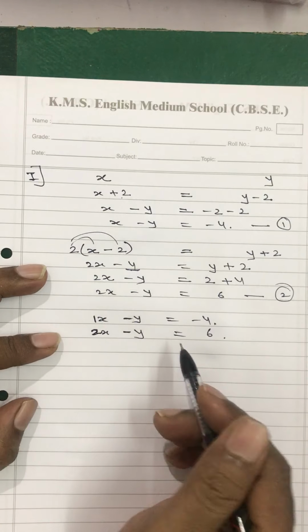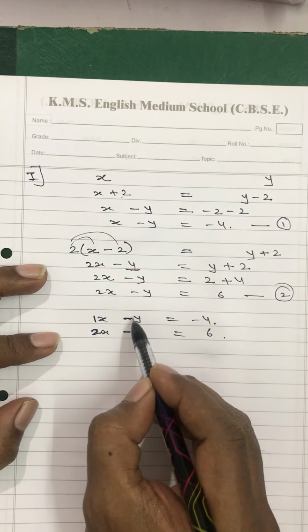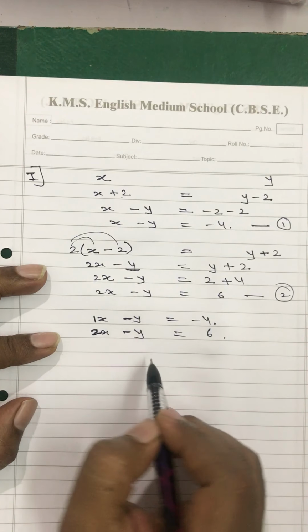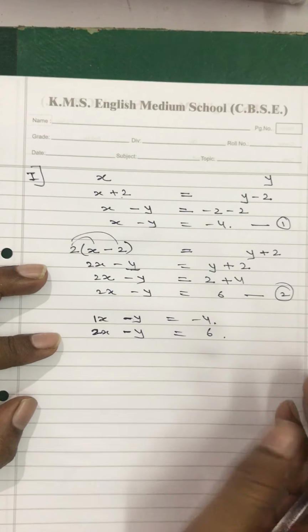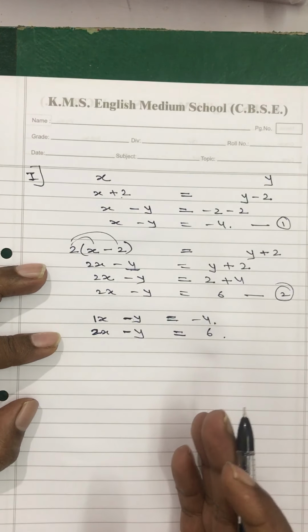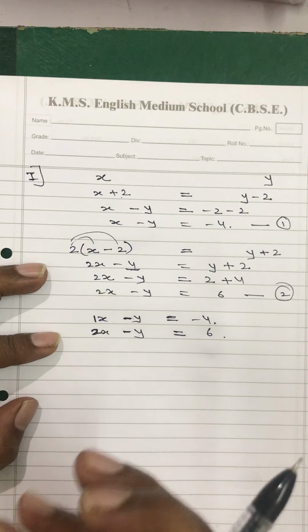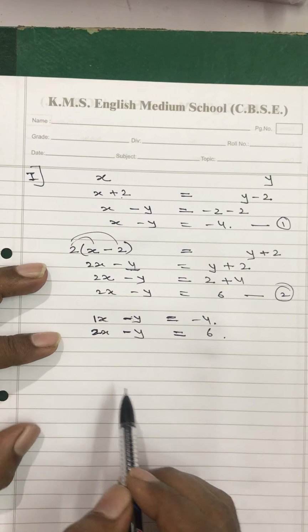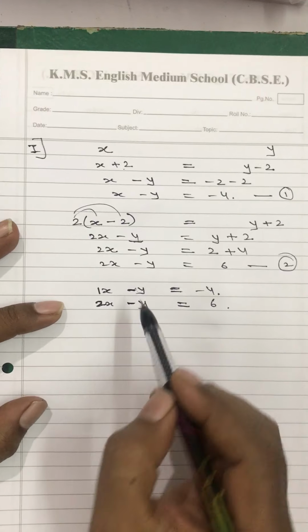Are they equal? They are not equal. Here the coefficient of y is -1, here the coefficient of y is -1. They are equal coefficients, so equal coefficients already exist. So we can go by this method. We don't have to actually equate the coefficients now. Coefficients are already equated, -1, -1, so you can consider 1, 1.